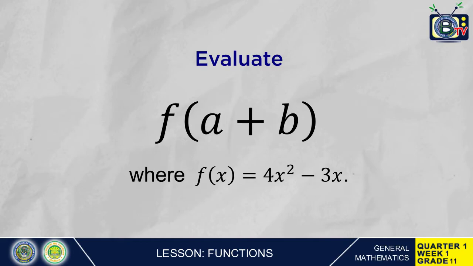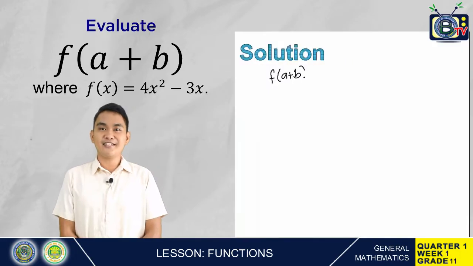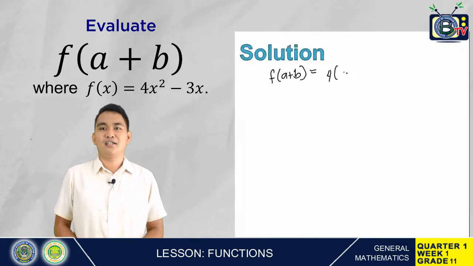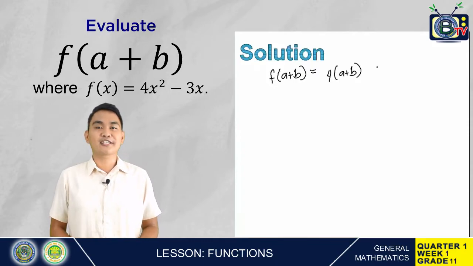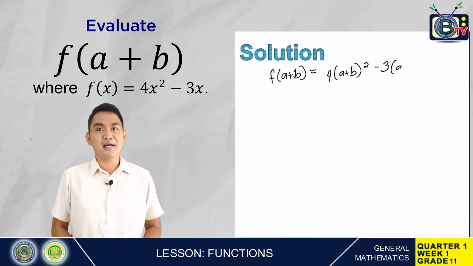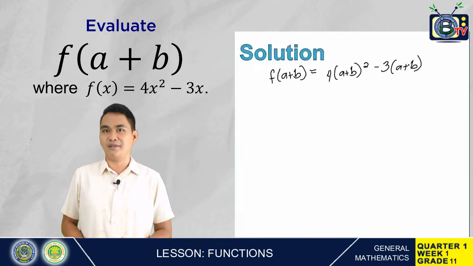For our final example in evaluating functions, we are going to evaluate f of a plus b, where f of x is equal to 4x squared minus 3x. This means that the value of x is equal to a plus b, which is equal to 4 times the square of a plus b minus 3 times a plus b.